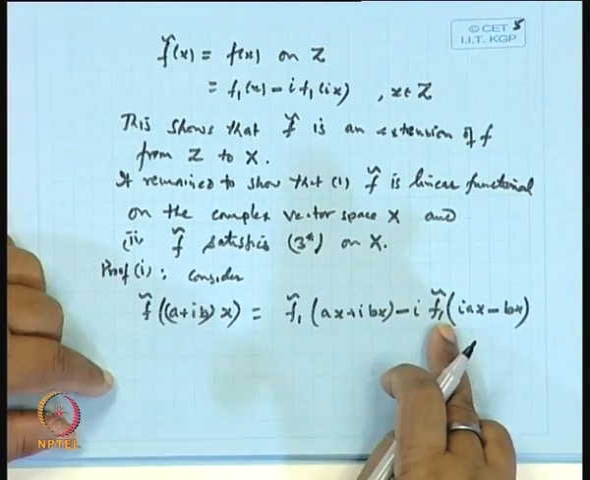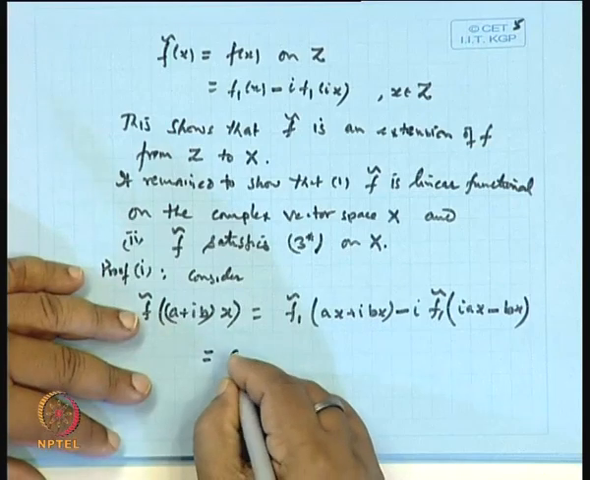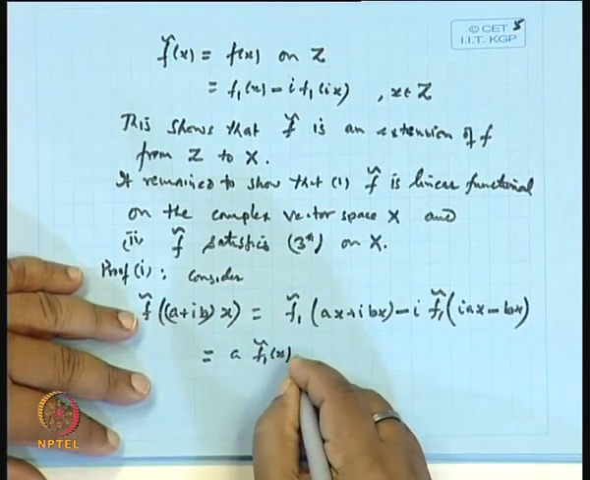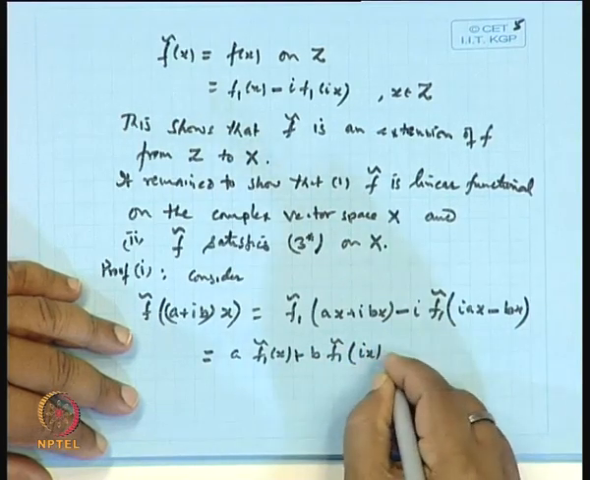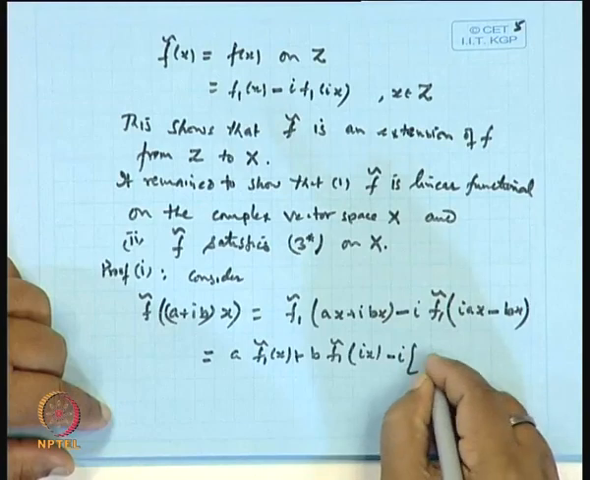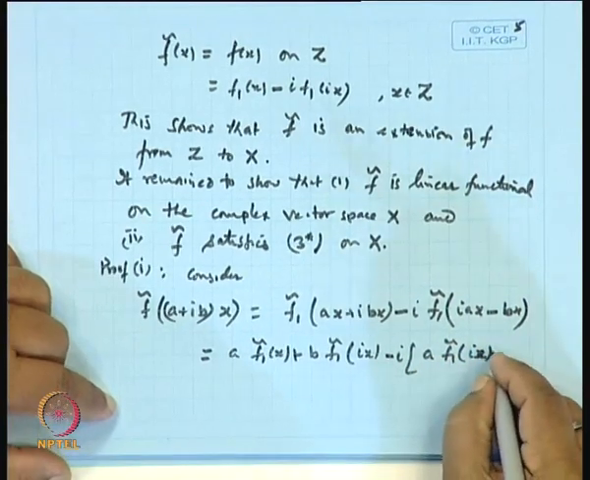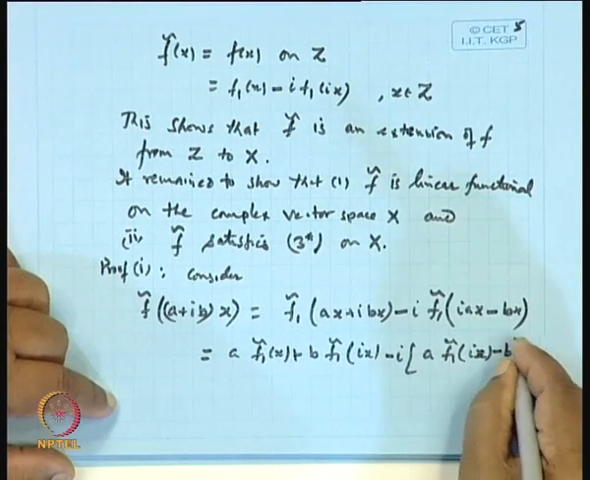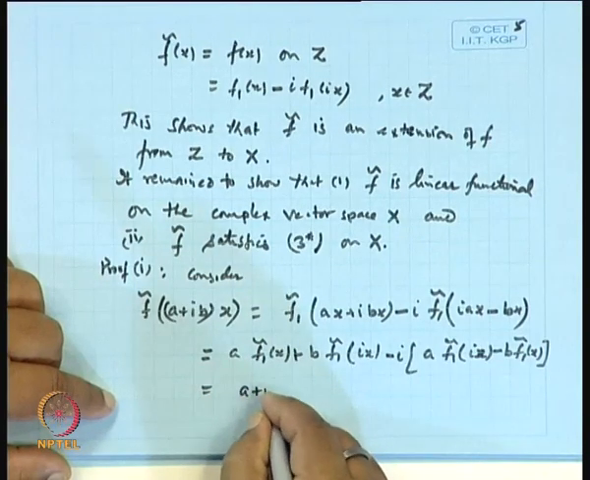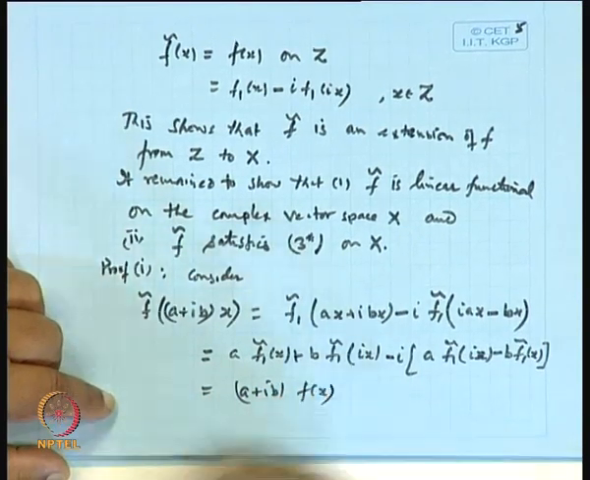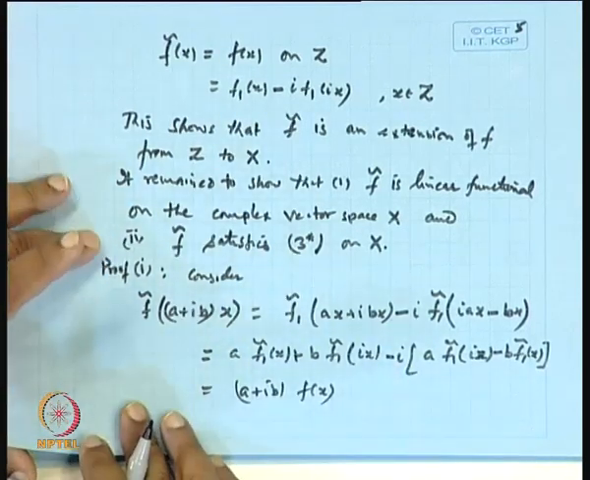f1 star delta is a linear extension which we have already proved. So, this can be written as a f1 delta x plus b f1 delta i x, then minus i a f1 delta i x minus b f1 delta x, and then combining this, we are getting a plus i b f x. That we can write as f1 i a and so on. So, this shows that f delta is linear.